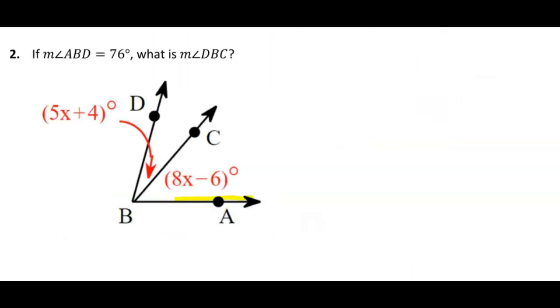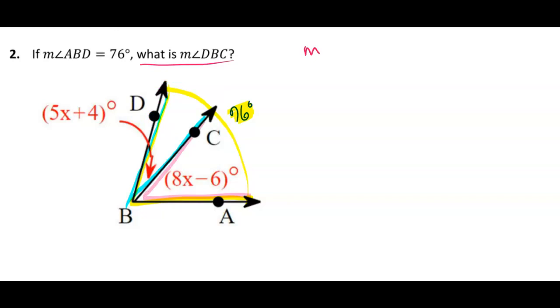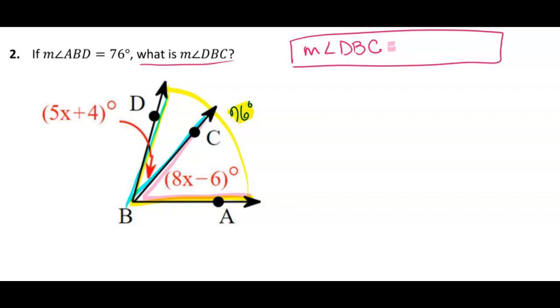So giving us the measurement of angle ABD, that is 76 degrees. So that's the larger angle. And what's making up that large angle is these two small ones, DBC and angle CBA. Then it's telling us that the question that we want to answer is what is the measurement of angle DBC? So we know that we have to answer that one by the end of the problem.